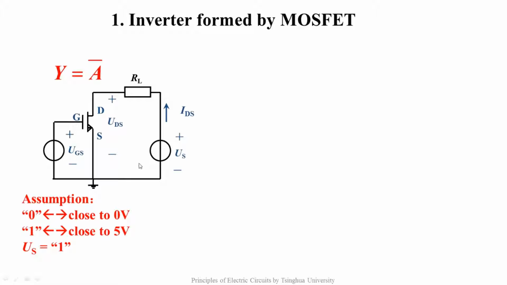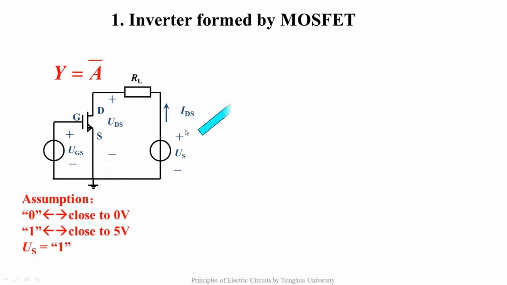You may accept the assumption here that when the input signal UGS equals logic 1 and US equals logic 1, the MOSFET is turned on and operating in the resistive region. Perhaps you may doubt how to ensure that the MOSFET is operating in the resistive region instead of the saturation region. You can analyze this in detail after Lecture 41 about piecewise linear analysis of the nonlinear circuits. You might accept the assumption here as well.